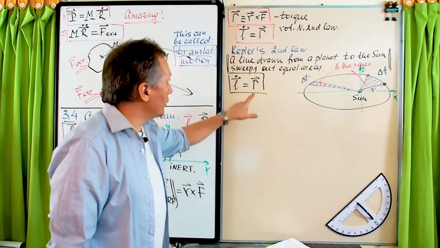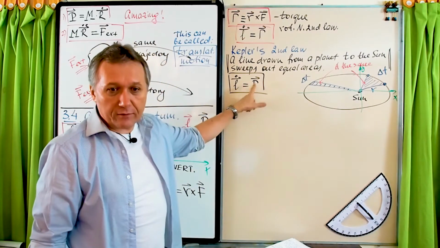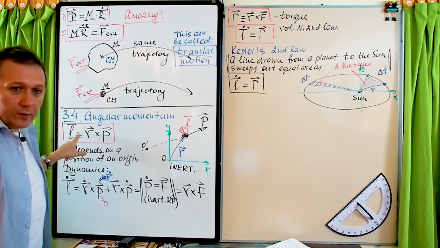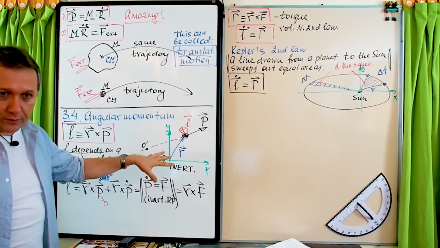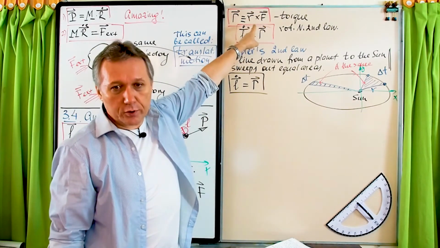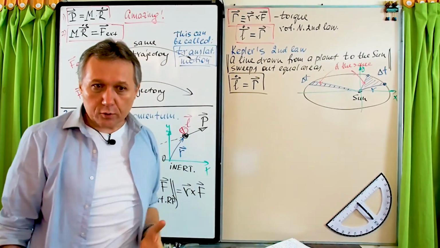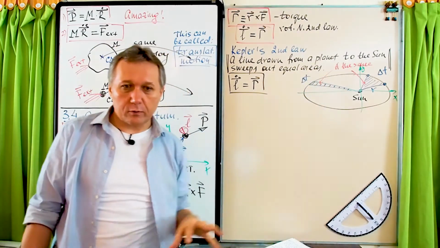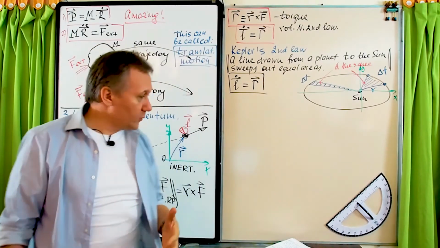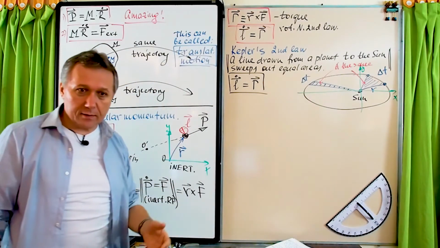Remember, I told you and emphasized that the value of the angular momentum depends on the position of the origin. The value of torque also depends on the position of the origin through that small r. So it means that if you move the origin around, you can make torque anything. You can make L be anything, right?